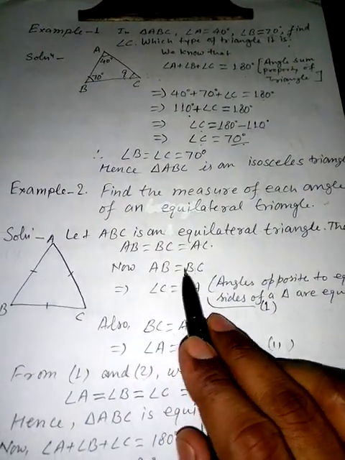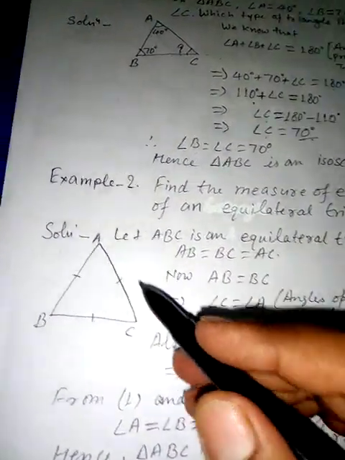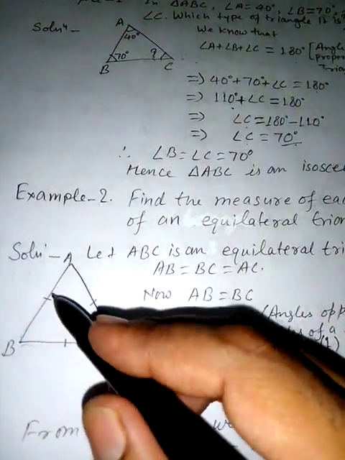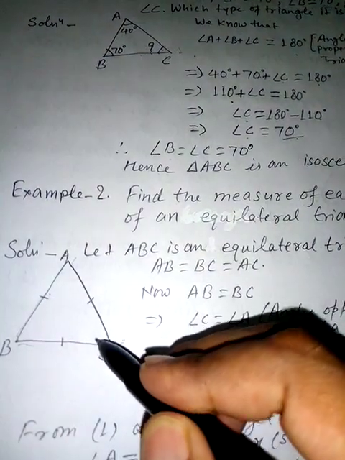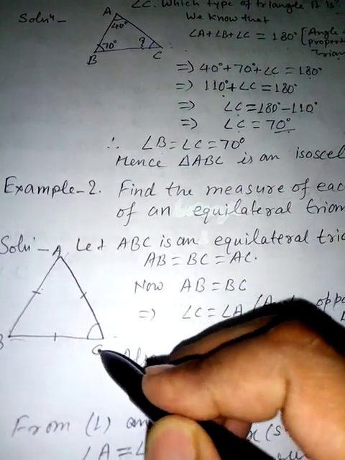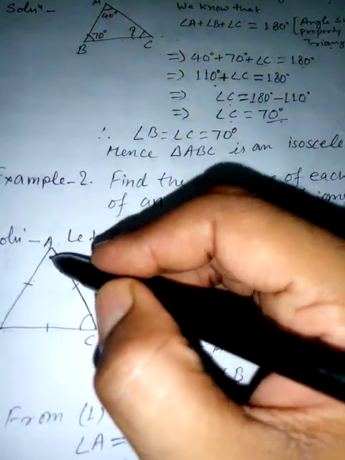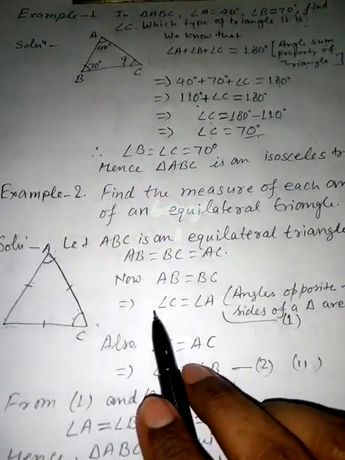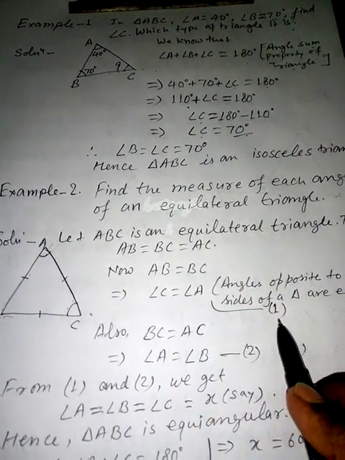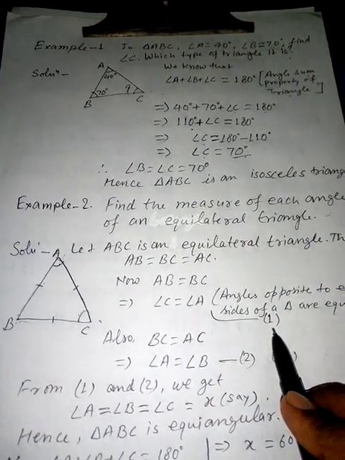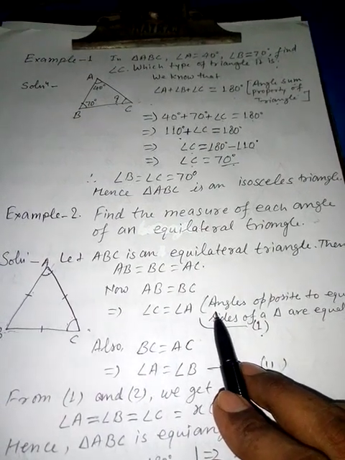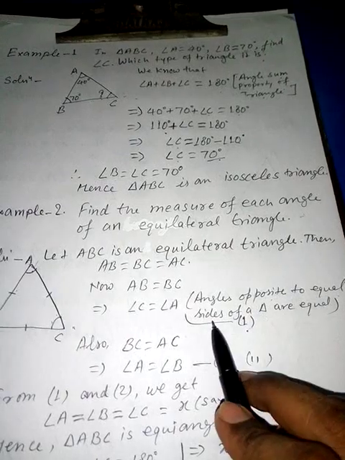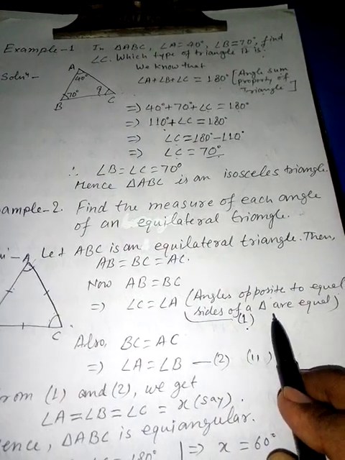If we take side AB equals BC, then the angle opposite to AB, that is C, and the angle opposite to BC, that is A, both angles are equal. So angle C equals A. This is the first, because you have read in the first property of an isosceles triangle, angles opposite to the equal sides of a triangle are equal.